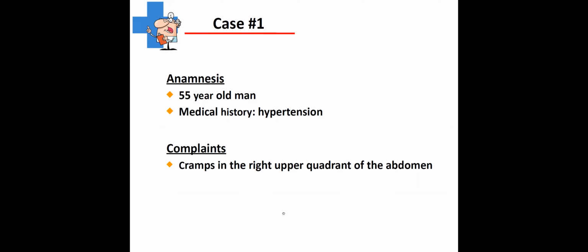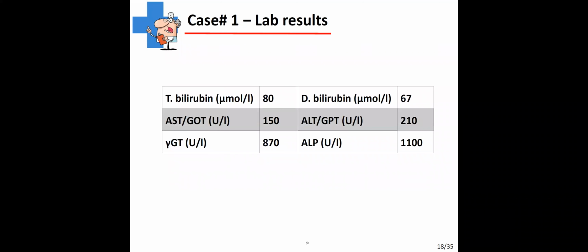Let's see a case. We have a 55-year-old man. His medical history only included hypertension, and his complaint is cramps in the right upper quadrant of the abdomen. Measuring the lab parameters, we can figure out easily that every parameter is altered and higher, including conjugated and total bilirubin, AST and ALT are very high, gamma glutamyl transferase is very high, and alkaline phosphatase is very, very high. So it looks like there's an obstruction happening.